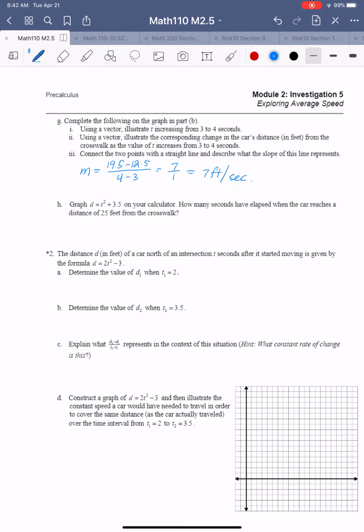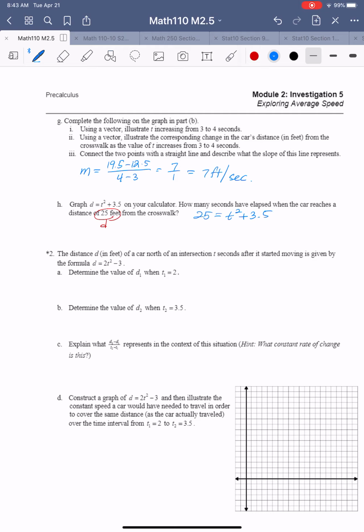Now graph d equals t squared plus 3.5 on your calculator. How many seconds have elapsed when the car reaches a distance of 25 feet from the crosswalk? You can use the decimals to show this, but we can also use the equation to find it, because the given number 25 is d. So you just plug in 25 for d in the original equation. Then you solve for t.